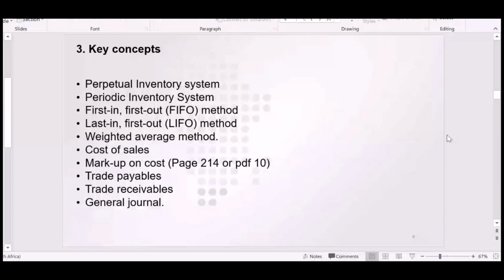With the perpetual inventory system, I think we transfer the total of the settlement discount received from the account to the cost of sales account. And then we total the debit and credit sides of the cost of sales account. And then we calculate the new balance of the cost of sales account. And then we transfer the balance of the cost of sales account to the trading account.